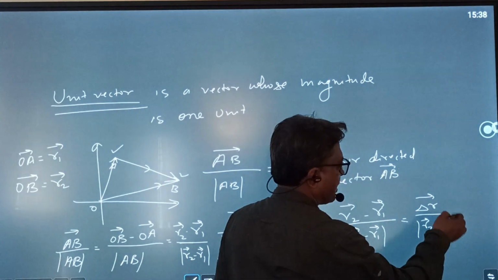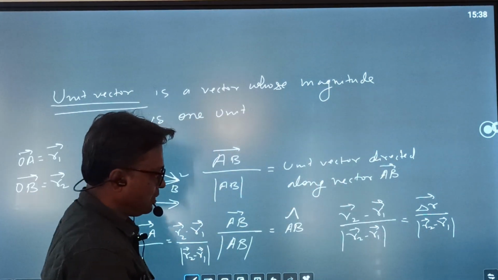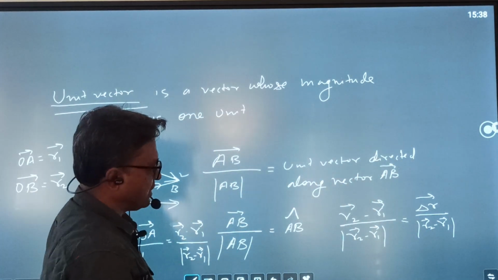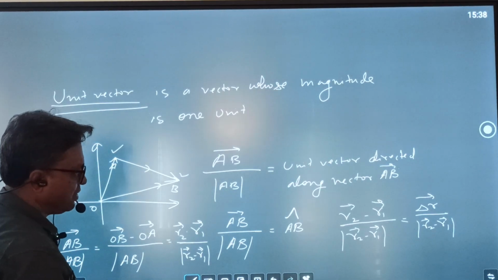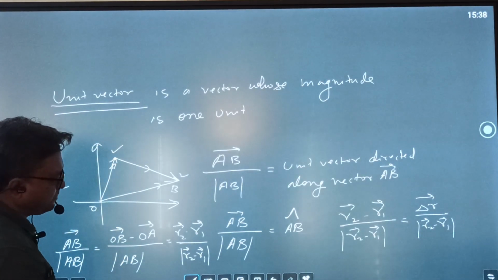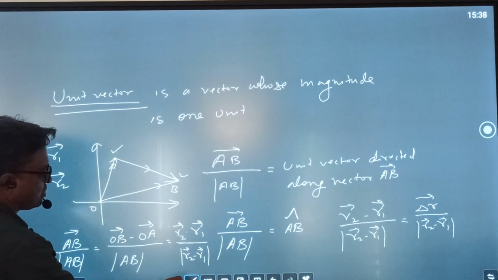This is the unit vector along the position vector. So this is also a way of representation. There may be different ways of representation. That is not a matter of worry. We will learn it over time, right? So this much is all about the unit vector.